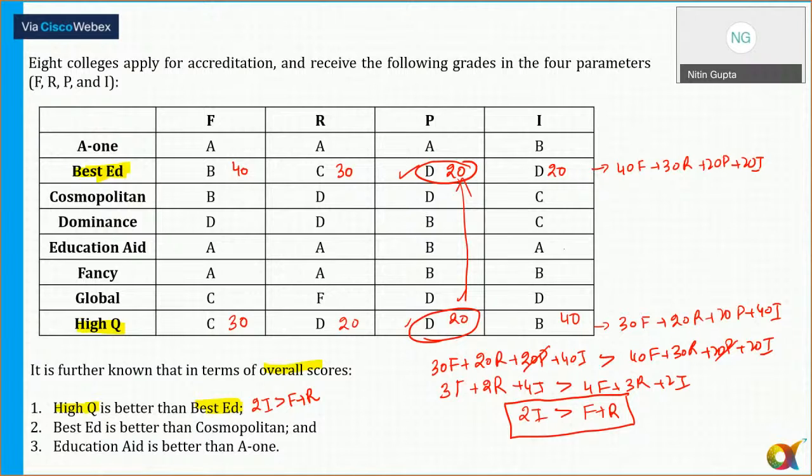So 2I is greater than F plus R. Tell me, is it clear? Yes. Okay. So I'm going to erase these things now.